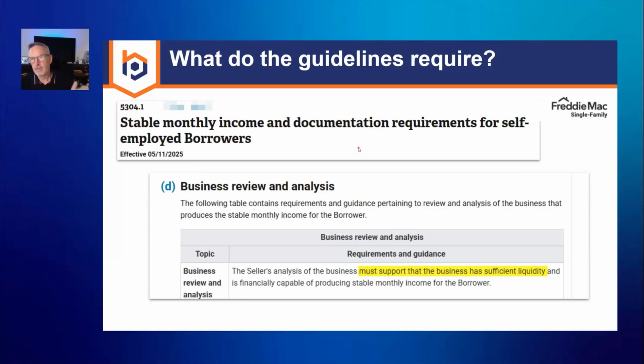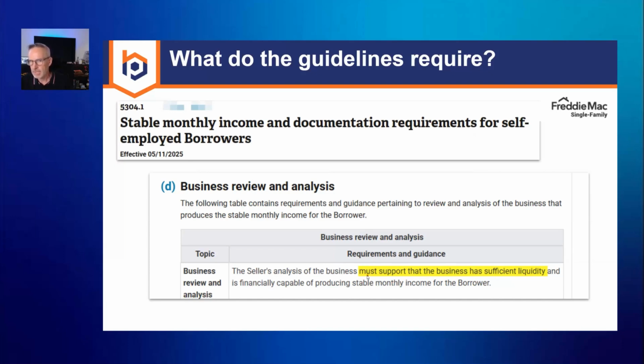Freddie Mac, there is this impression that they do not care about liquidity. And I know where it comes from. It's called not reading the guidelines fully. And I'm going to demonstrate that here. So, stable income for self-employed borrowers, right? The current guidelines. And what does it say you have to do? The first thing you must do is support the business as having sufficient liquidity. Does this say you should or could, or maybe if you want to?